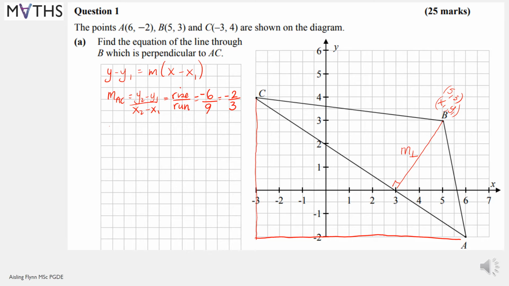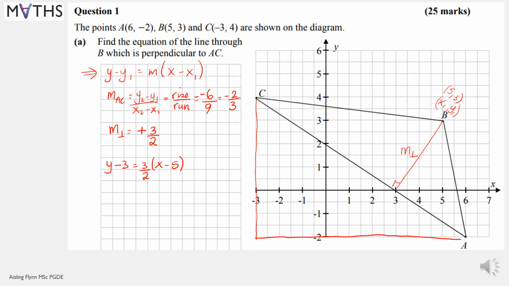Okay, now the perpendicular slope to that is the exact opposite. So you can see the red line, it doesn't have a negative slope, it has a positive slope. And it will be 3 over 2, the reciprocal of the slope of AC, or the slope of AC turned upside down. Okay, now we have all the information we need to fill in the equation of the line formula, which we had up here. So it'll be y minus 3, that comes from point B, equals to 3 over 2 times x minus 5.